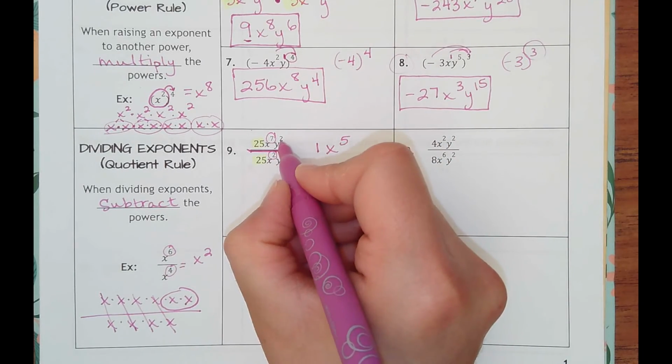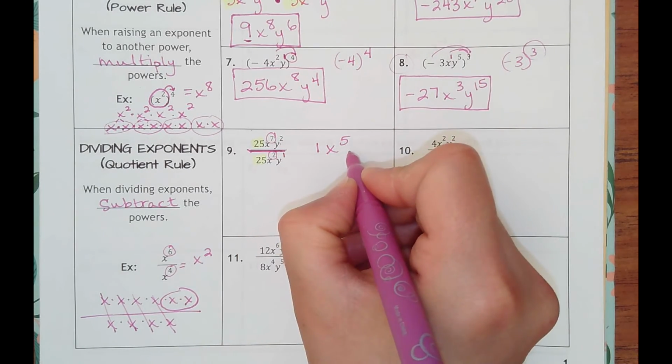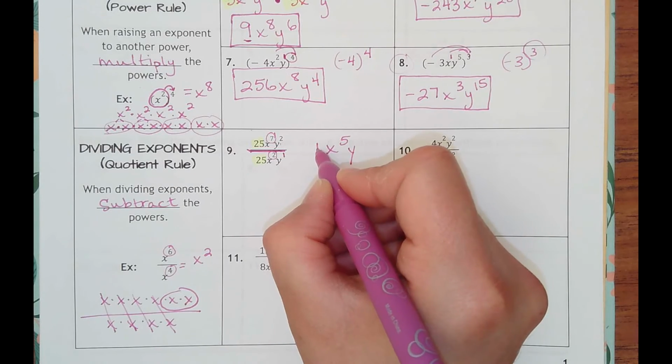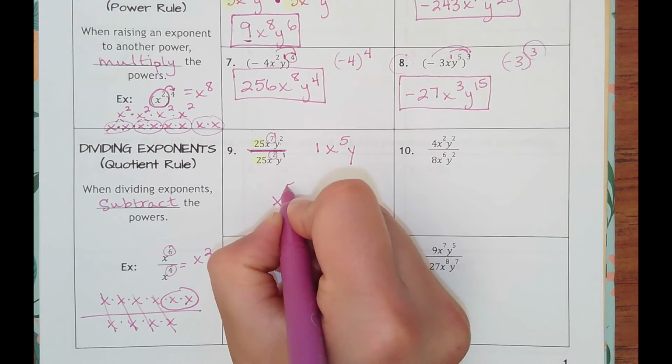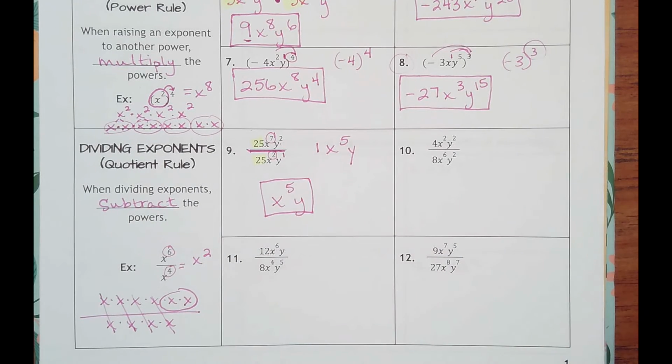And then this is y squared over y to the 1st. So 2 minus 1 would be y to the 1st, which is y. I don't need this 1 in front, so I'm going to take that off and just have x to the 5th times y. All right, number 10.